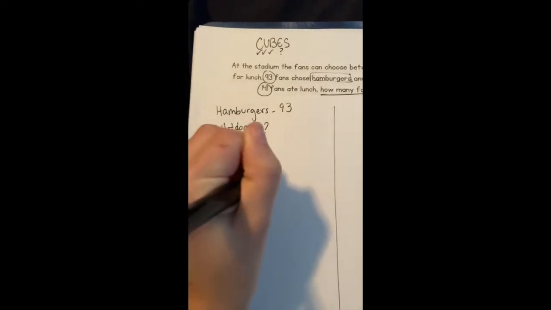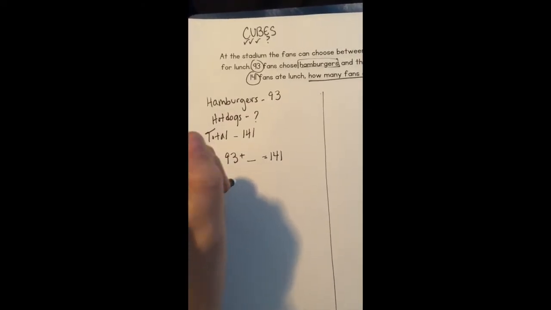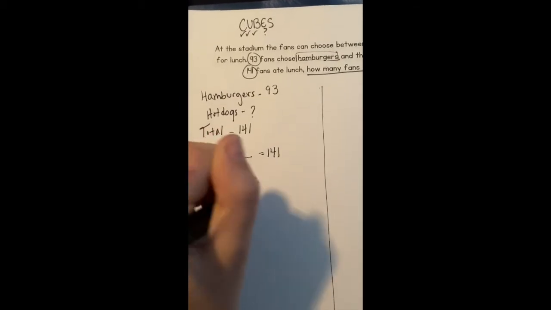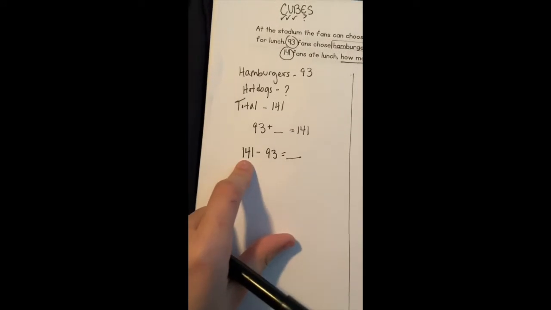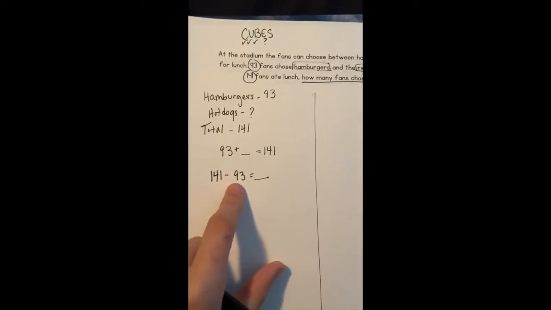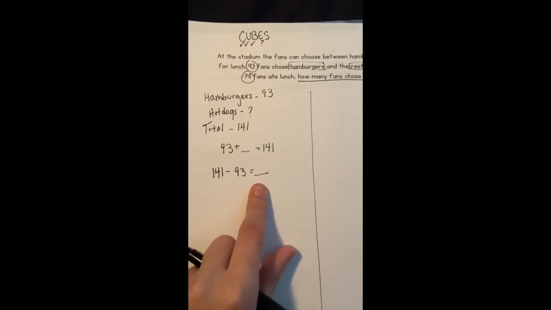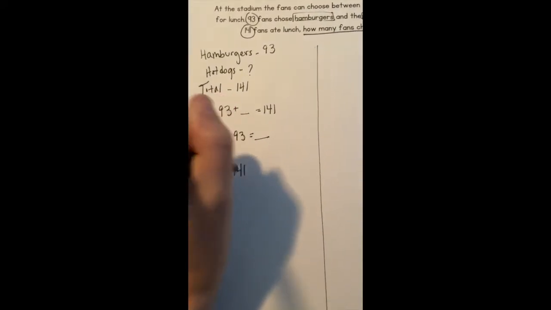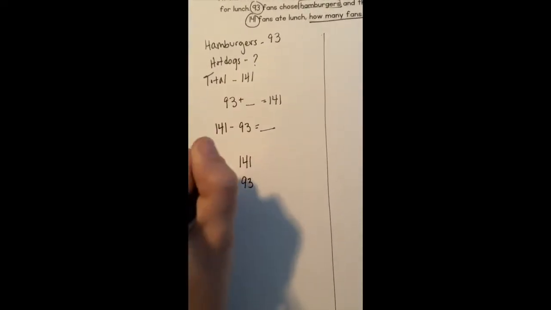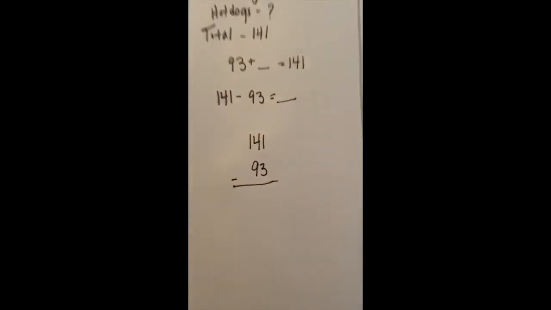But I don't want to just guess. So I can flip-flop that and I can say, well, 141 minus 93 will give me that missing one, right? Because I'm taking the total, I'm subtracting or getting rid of the people who chose hamburgers because I don't need them, and then that'll tell me how many chose hot dogs instead. So let's go ahead and let's do 141 minus 93. If you did not get an answer, I want you to pause right now and solve this.